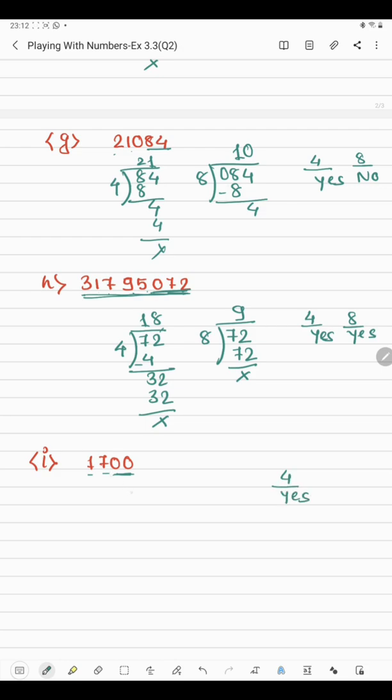Okay. And to check the divisibility by 8, we need to take the last 3 digits. So we have 700, and if you divide by 8, then 8 8s are 64. 8 9s are 72, which is greater than 70. So we'll take 8 8s are 64. So here we have 6. Now this will come down. So 8 7s are 56. So here we have got 4 as remainder. So since 700 is not divisible by 8, that means this 1700 also is not divisible by 8. Okay. So we will write no.